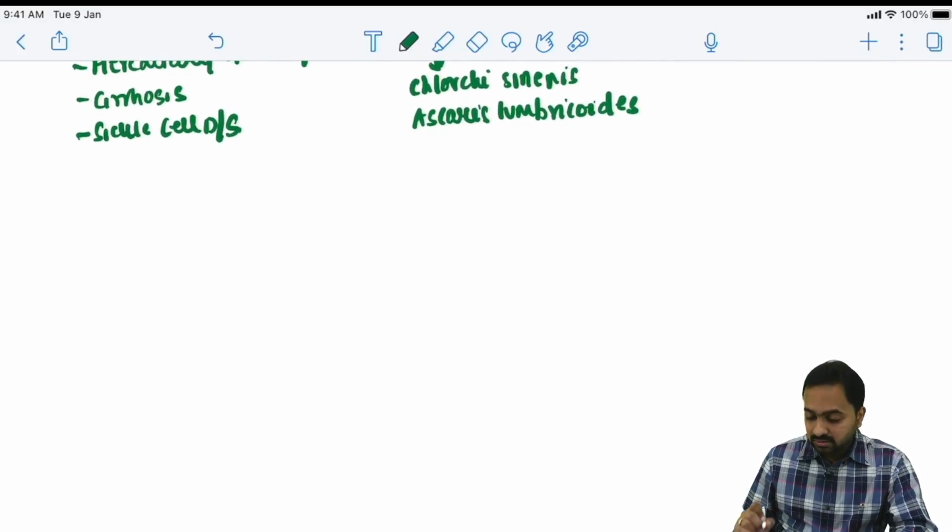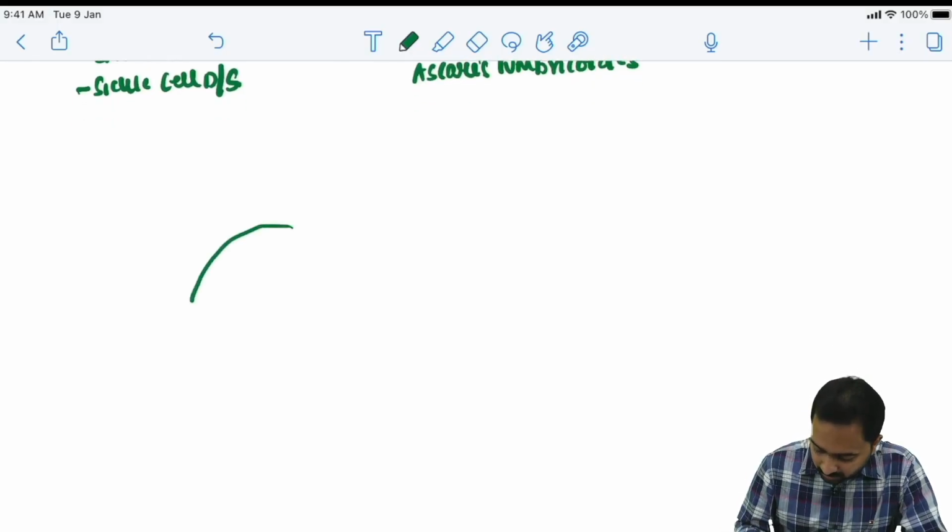So now what does this gallstone do? Let's again recollect the biliary tract, right?